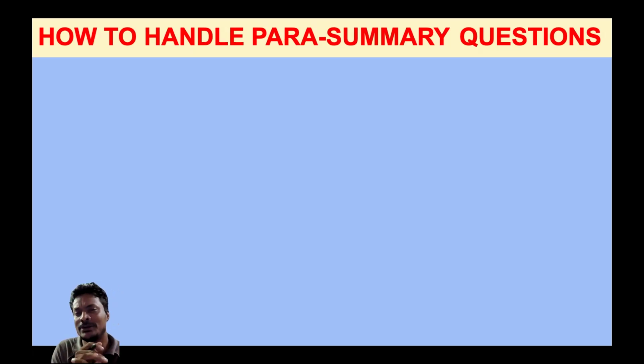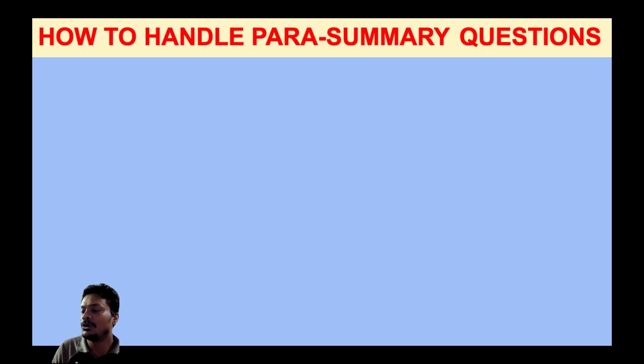Parasummary is nothing but a concise, brief version of the original context. In such questions, one has to understand the passage, find out the main idea, remove wrong options, and finally learn why the correct answer works. Let's begin.